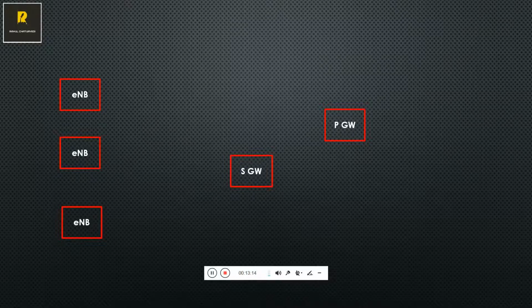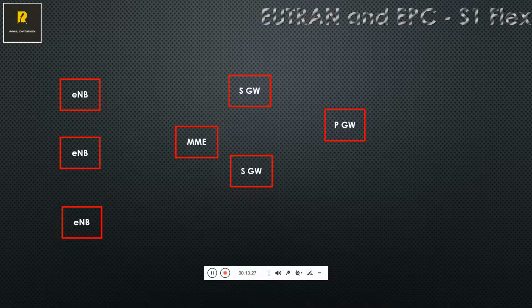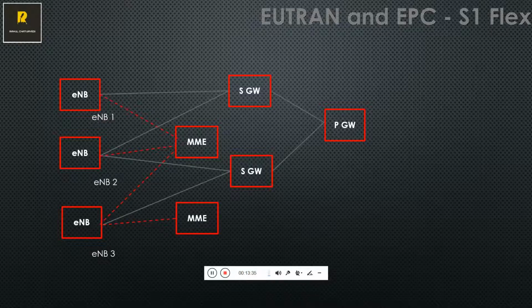Now you can see there are multiple eNode Bs and a single S gateway and P gateway. But now I have two S gateways with a single MME. So this slide is regarding S1 flex. Let me tell you how they are connected. In S1 flex, it shows the flexibility that a single unit can be subdivided or connected with multiple units, at the lower level as well as the higher level.